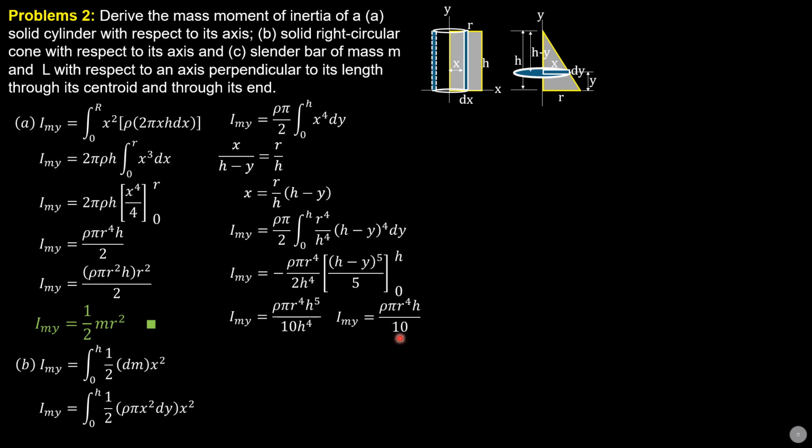Then take note that the volume of the cone is pi over 3 r squared h. So we put that, making sure that the result is still the same. That's why I multiplied by 3, because we divided by 3 here. And take note that this rho pi r squared h over 3 is the mass of the right circular cone. Therefore, the moment of inertia with respect to the y-axis, the geometric axis of the cone, is 3/10 mr squared. So that's the moment of inertia of a solid right circular cone with respect to its geometric axis.